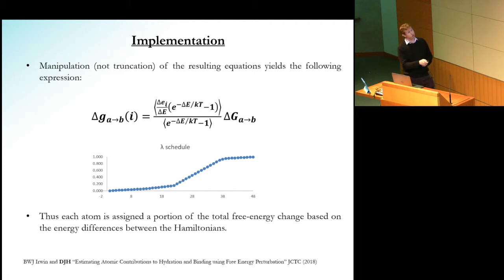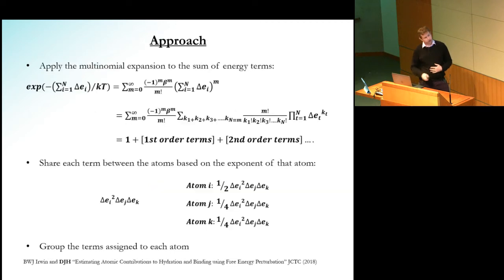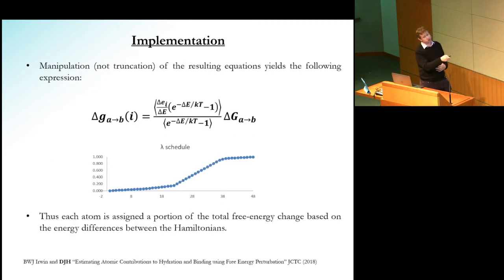So I'm not going to go through the rest of the proof, but that's really the trick, or the approximation that we make. When you do that, we can manipulate that, and we're not going to truncate. That's the important thing. So we've got all these infinite sums. We're not going to truncate at any point. We just manipulate through to get this expression for the estimate of the free energy contribution of each individual atom in the system.